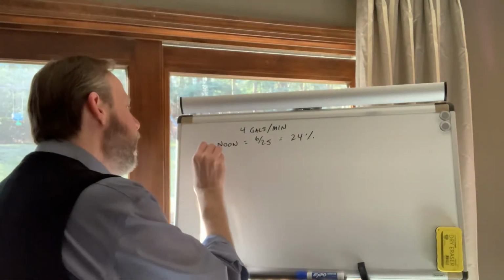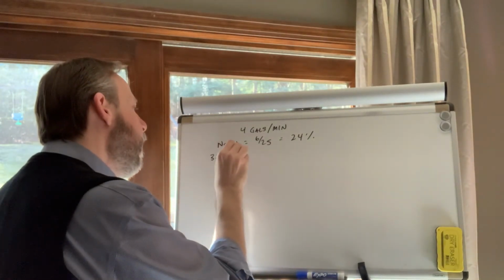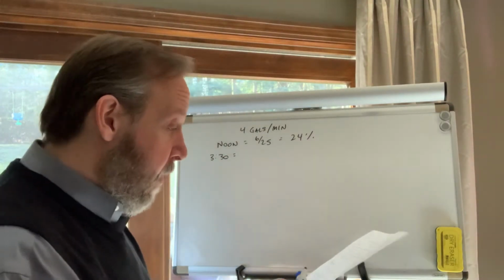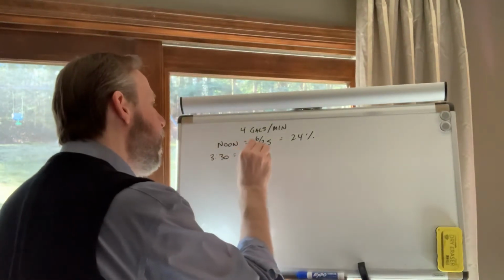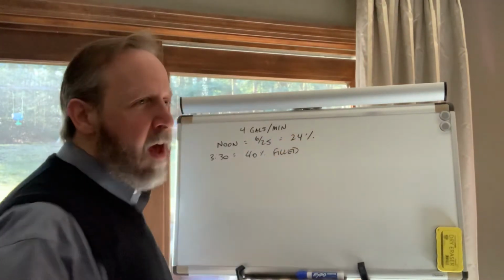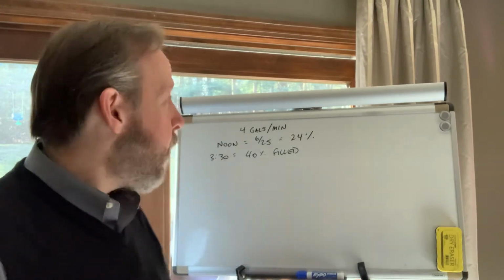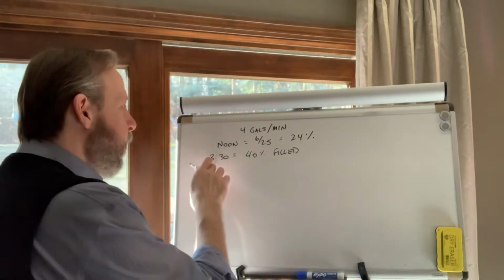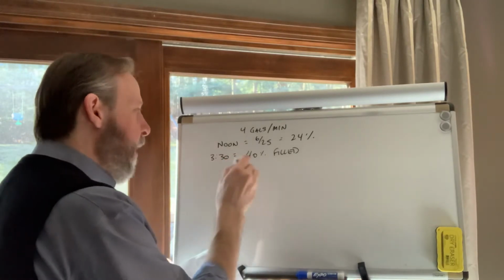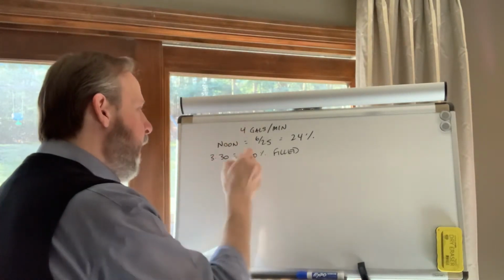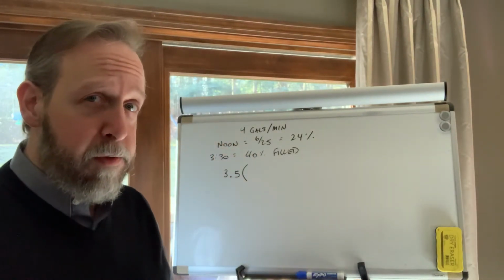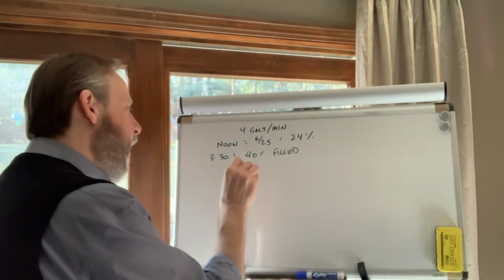They tell you at 3:30, we now have a total of 40% filled. The question is, how much water will the pool hold? Well, 3:30 is 3.5 hours afternoon. And we know it fills at 4 gallons per minute, so what's 3.5 hours as minutes?